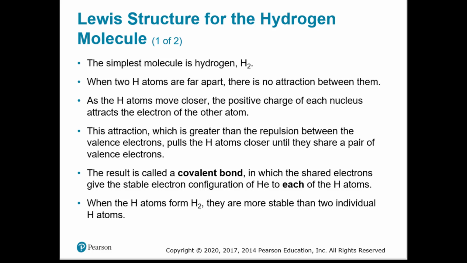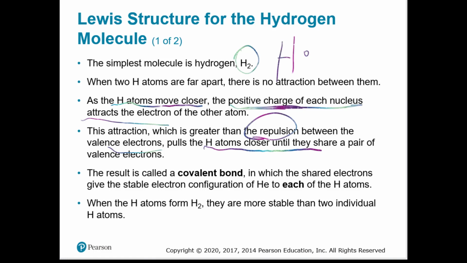The simplest molecule is hydrogen, H2. When 2 hydrogen atoms are far apart, there is no attraction between them. As those hydrogen atoms move closer, though, the positive charge of each nucleus attracts the electron of the other atom. This attraction is greater than the repulsion between those outermost electrons, because we know that electrons want to repel each other, but the attraction between one nucleus and the other electron is greater. So it pulls hydrogen atoms closer until they share a pair of electrons.